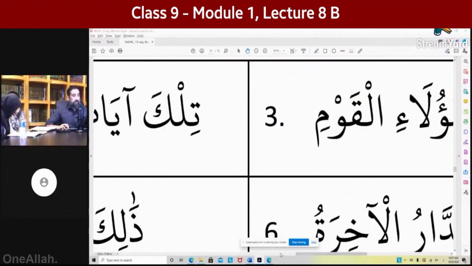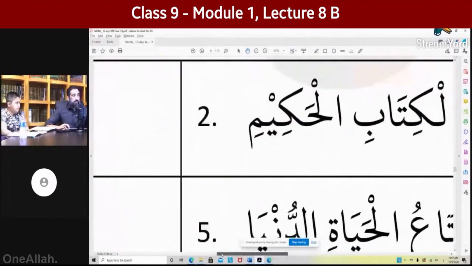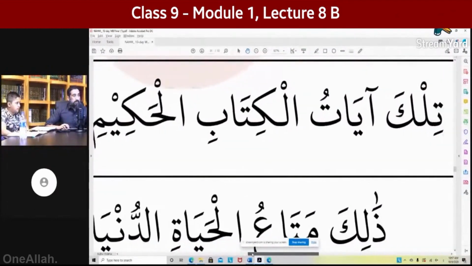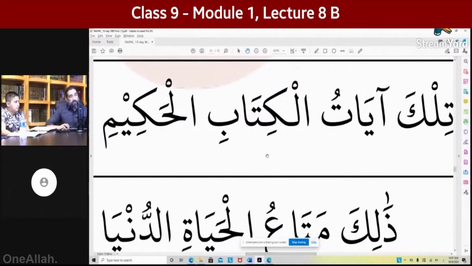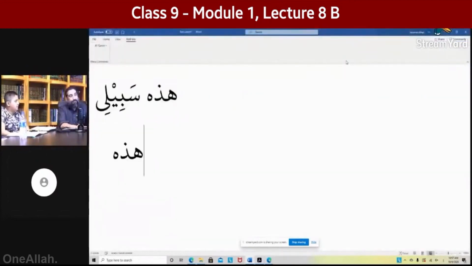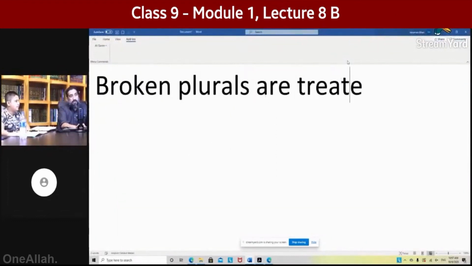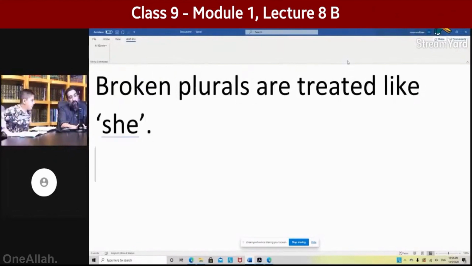Okay, let's look over here. There's quite a few examples here. This is a big one. Now I have to teach you something I withheld before, so it's time to let you in on a little secret. The Arabs at that barbecue said more than I told you. They said broken plurals are treated like she. Remember? Actually, they went further.